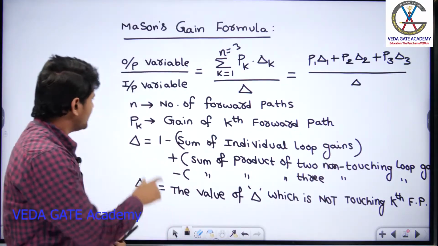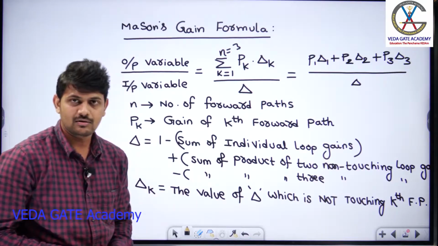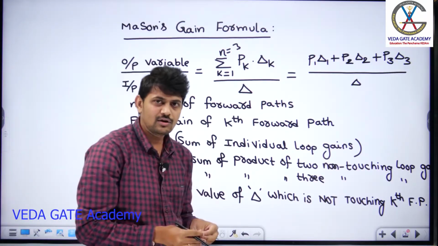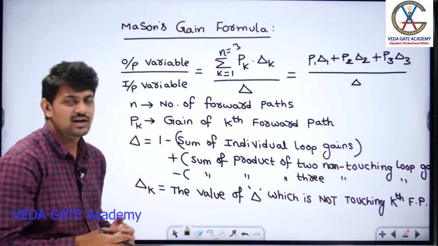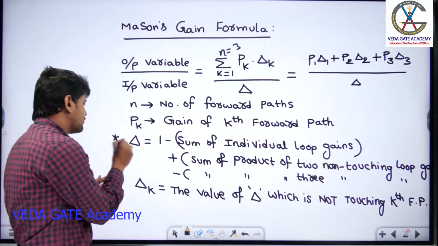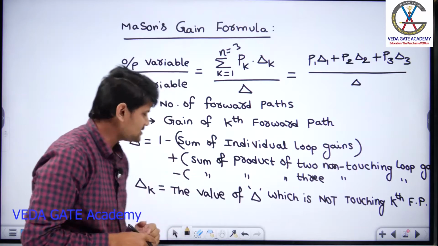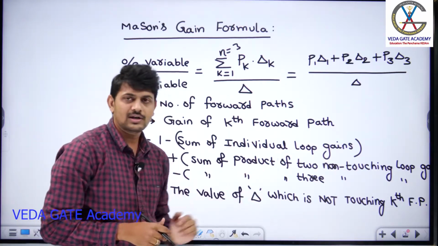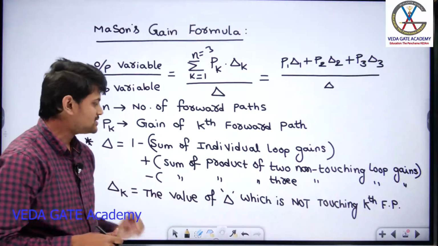Now, next one, Pk. Pk is nothing but the gain of the corresponding forward path. If I get some forward path, the product of the branch gains of that forward path gives the gain of the corresponding forward path. And delta is very important in this formula. Delta is nothing but 1 minus the sum of individual loop gains, plus the sum of products of 2 non-touching loop gains, minus the sum of products of 3 non-touching loop gains, and so on.